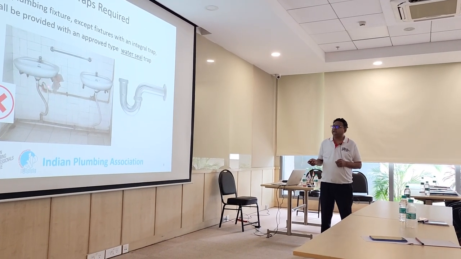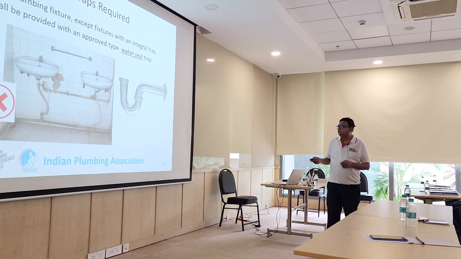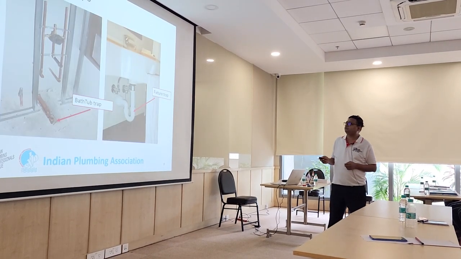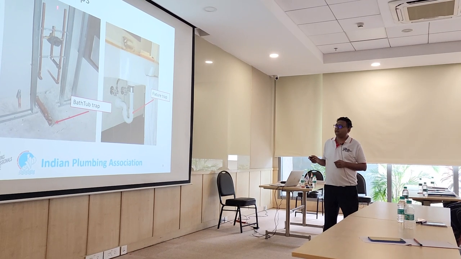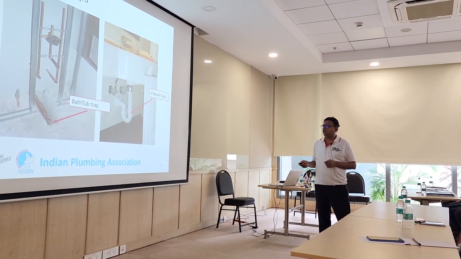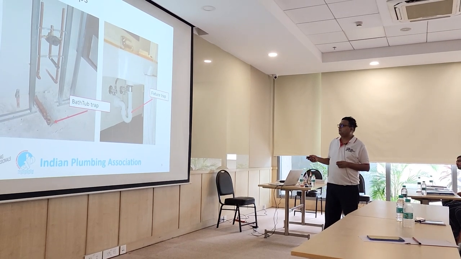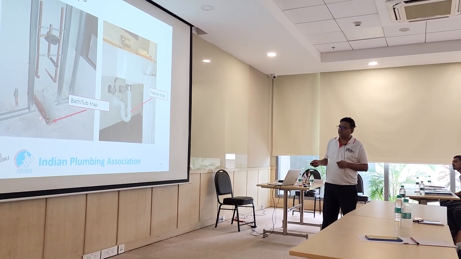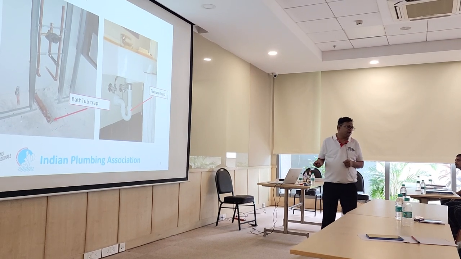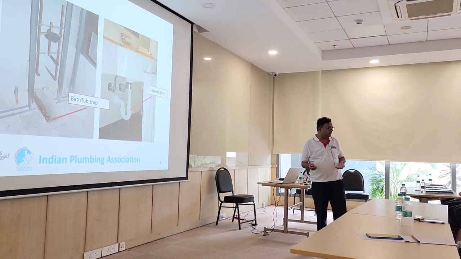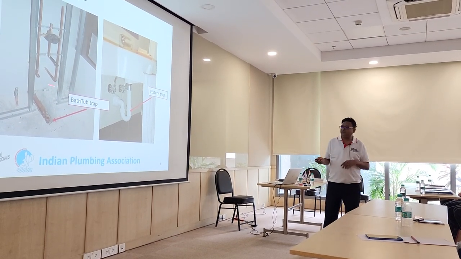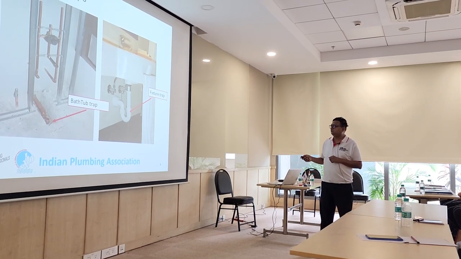This is an incorrect plumbing practice. You have to provide a trap. Install the trap. Now these types of frames are there on which you can install the trap. See, this is a fixture trap. This is the bathtub trap. Also, this can be used for the bathing area. Not for the bathing area, only for the bathtub. This is the fixture trap.